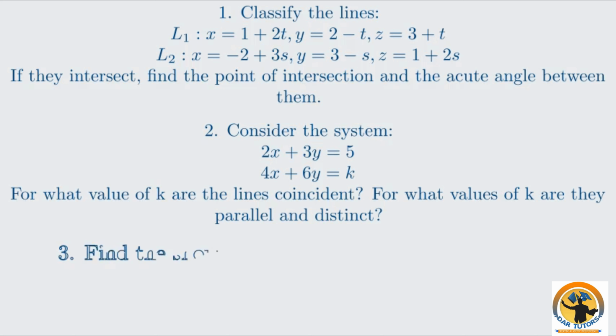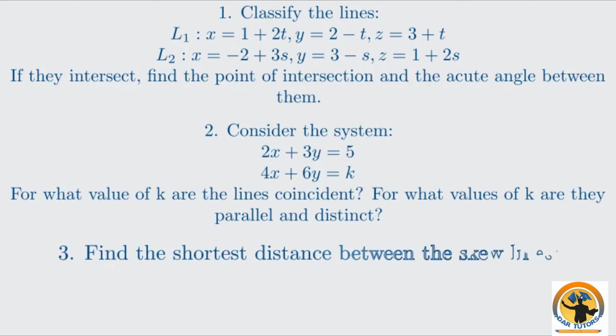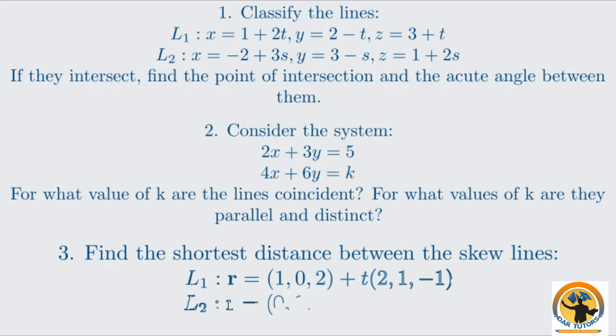Question 3. Find the shortest distance between the skew lines r equals (1, 0, 2) + t(2, 1, -1), and r equals (0, 1, 1) + s(1, -1, 3).